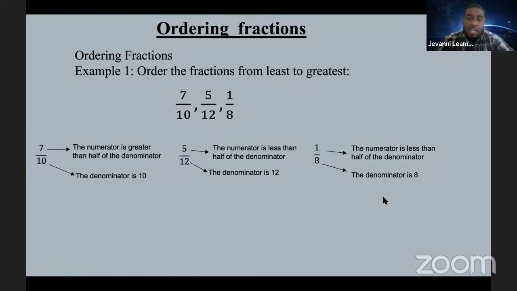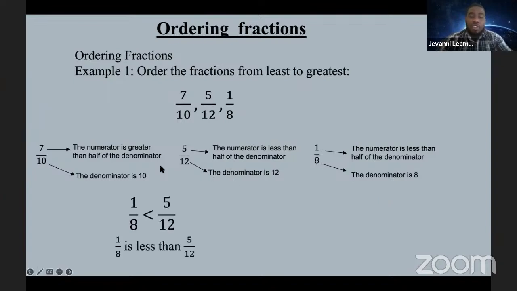Now, let's actually put some perspective on this. In other words, the smallest one out of these would be 1/8. And we're going to compare it to the second smallest thing. The second smallest thing is 5/12. Remember that the 1/8 is less than a half, right?